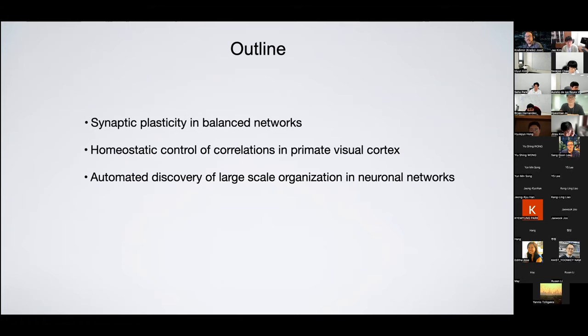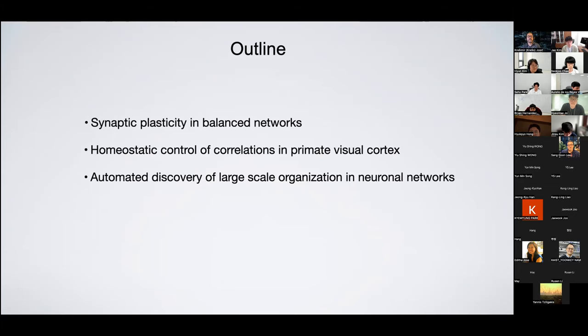The second part is going to apply that theory to homeostatic control of correlations in primate visual cortex. There's going to be more of an experimental study, where we look at the changes in correlations that are due to optogenetic stimulation in the primate brain, and look at whether we can explain some of the changes that we see there by looking at the types of synaptic plasticity in balanced networks that we're going to discuss in the first part of the talk.